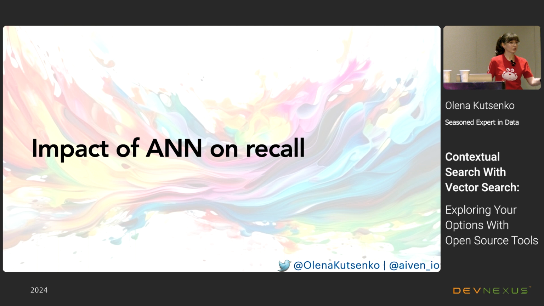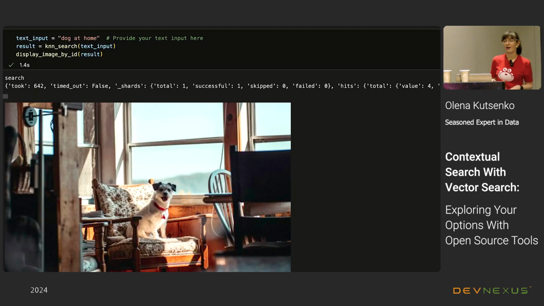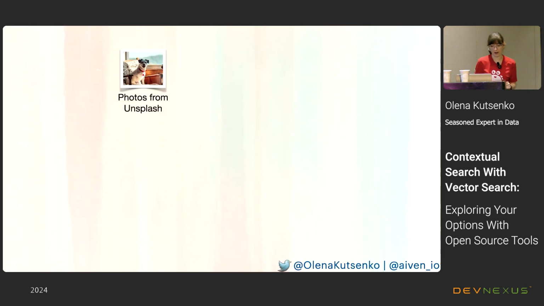Cool. It was a lot of theory. Let me show the second demo. In the second demo, we are looking into the usage of different types of data. We have models which understand not only text, but text and images, or maybe audio, video, or something like this, and they can be combined. Here I'm using a set of images from Unsplash, and a model which is smart enough to understand the relationship between images and text and put those together.